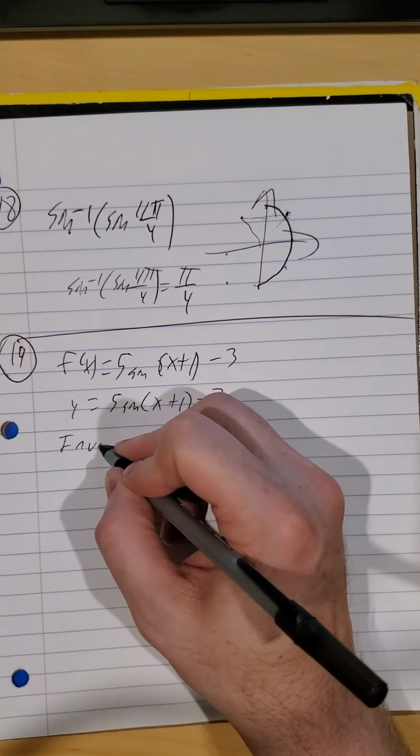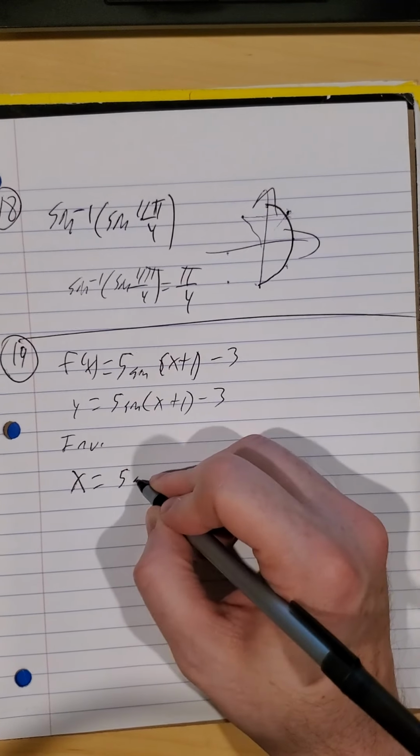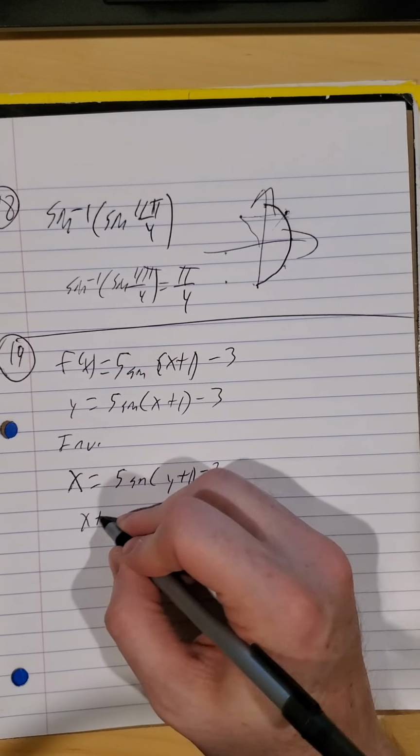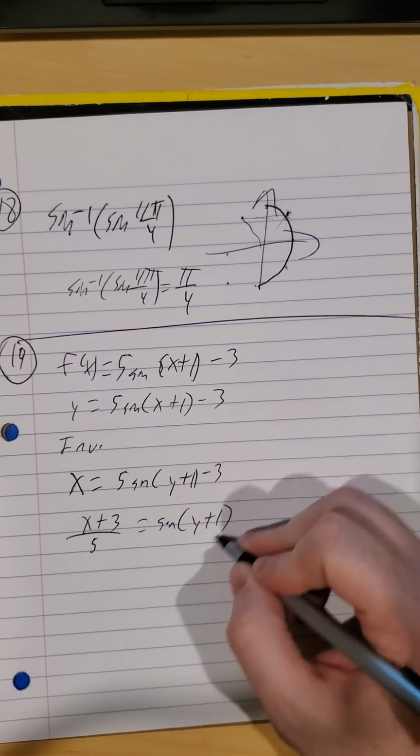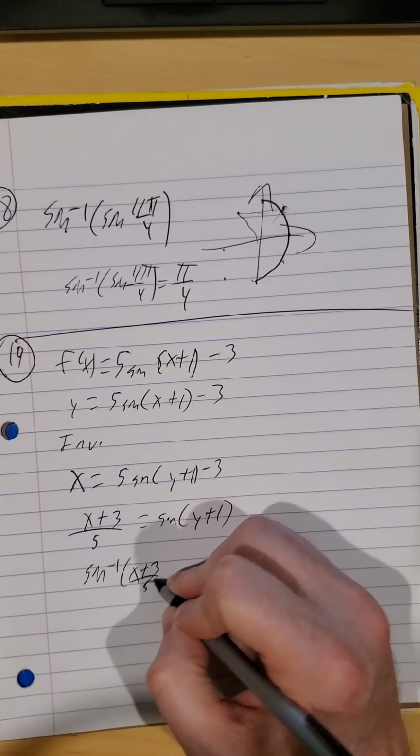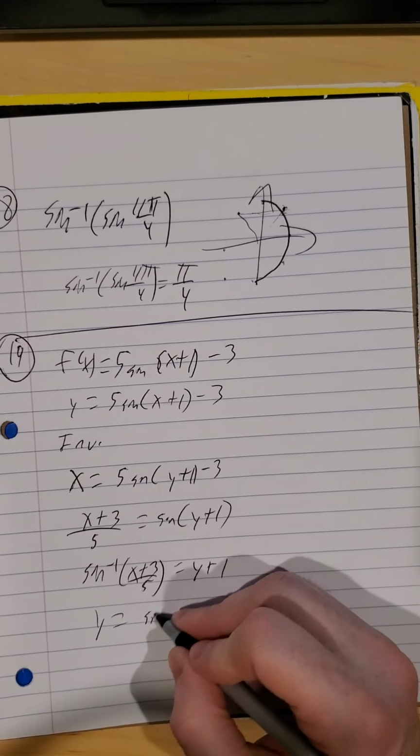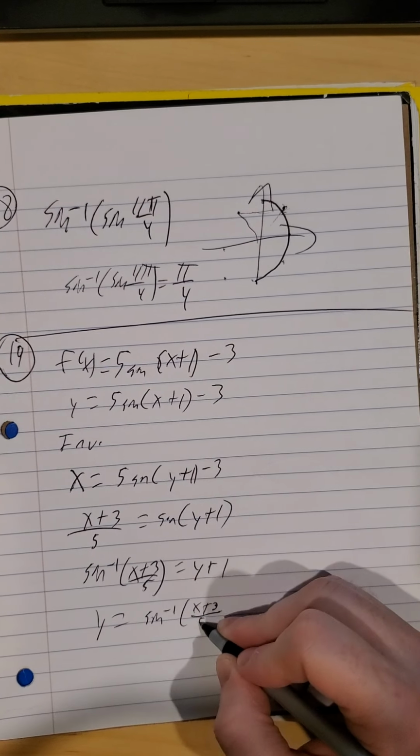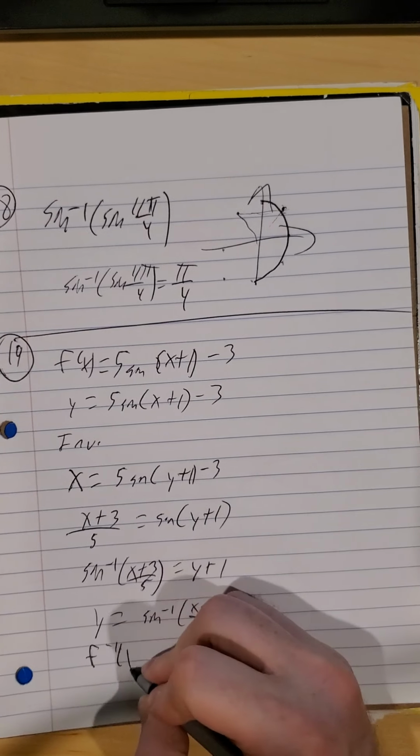So our inverse, x and y trade roles, so x is 5 sine of y plus 1 minus 3, so x plus 3 all over 5 is worth the sine of y plus 1. So the arc sine of x plus 3 all over 5 is y plus 1, so y is arc sine of x plus 3 all over 5 minus 1. So that is our f inverse of x.